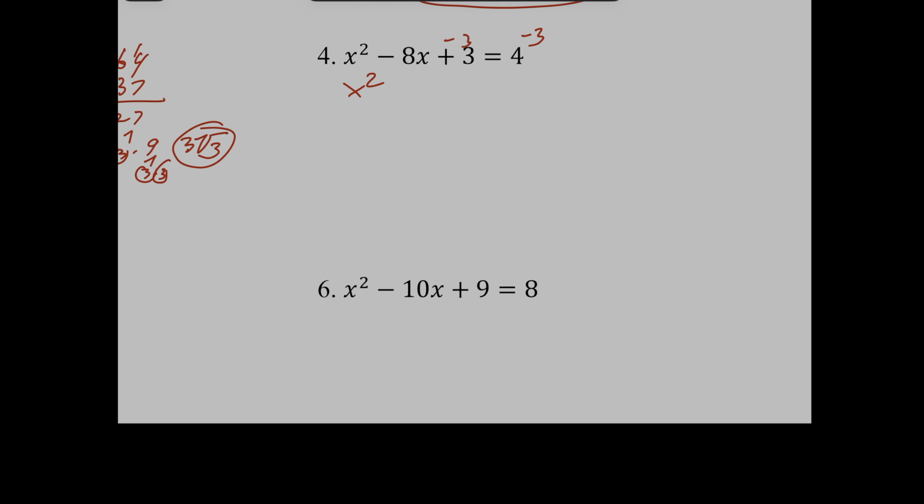Number 4, I'm going to subtract 3 from both sides. So I'm going to get x squared minus 8x equals 1. What is half of 8? 4. What's 4 squared? 16. So I'm going to add 16 here, and I'm going to add 16 here. And so now, when I break it down, trinomial square, x minus 4 quantity squared equals 17.